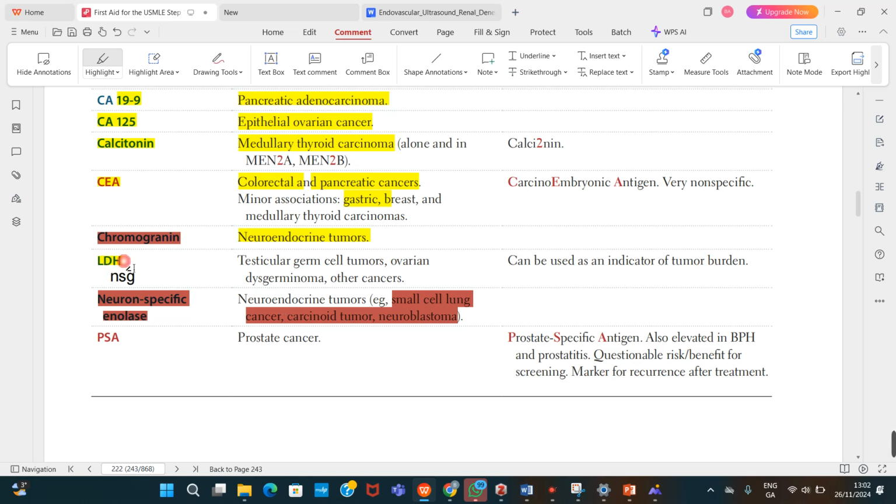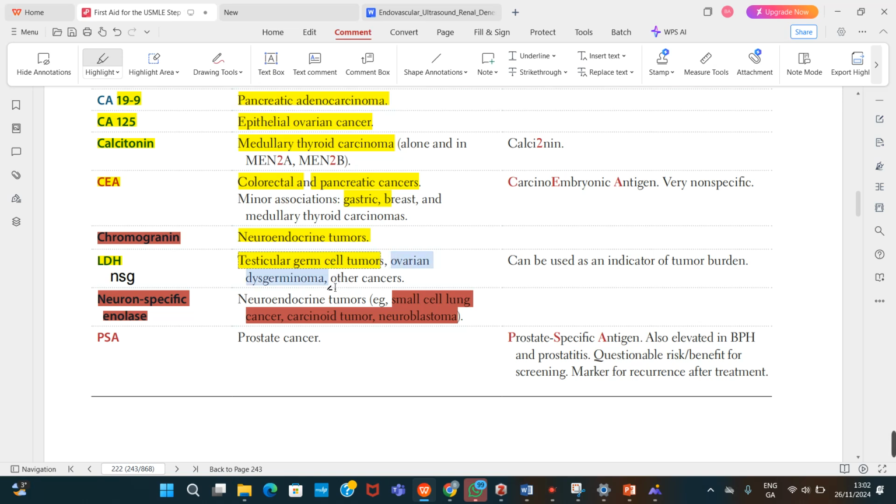LDH is very much present in testicular germ cell tumors, particularly the non-seminomatous type. So this is not the time to be picking seminoma. The only one that seminoma releases is what? Yeah, placental alkaline phosphatase, PLAP.